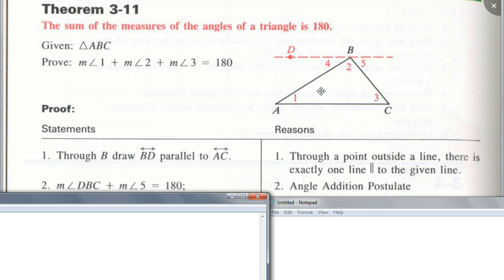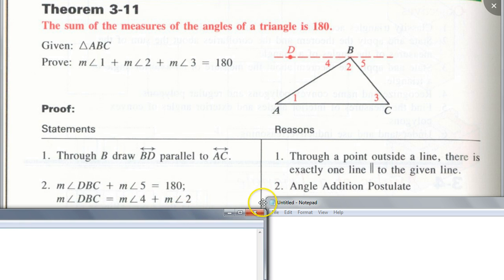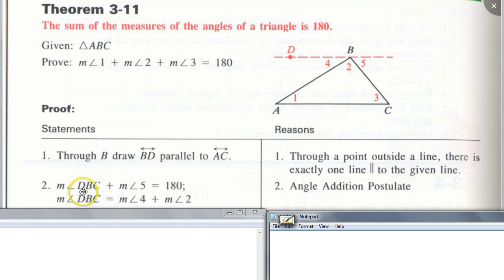Which part? The first part. So notice what they do here. As a second step, they write DBC plus angle 5 is 180 because it's the angle addition postulate second part. And then DBC is equal to angle 4 plus angle 2. Does that make sense? And guess what we want to say next?